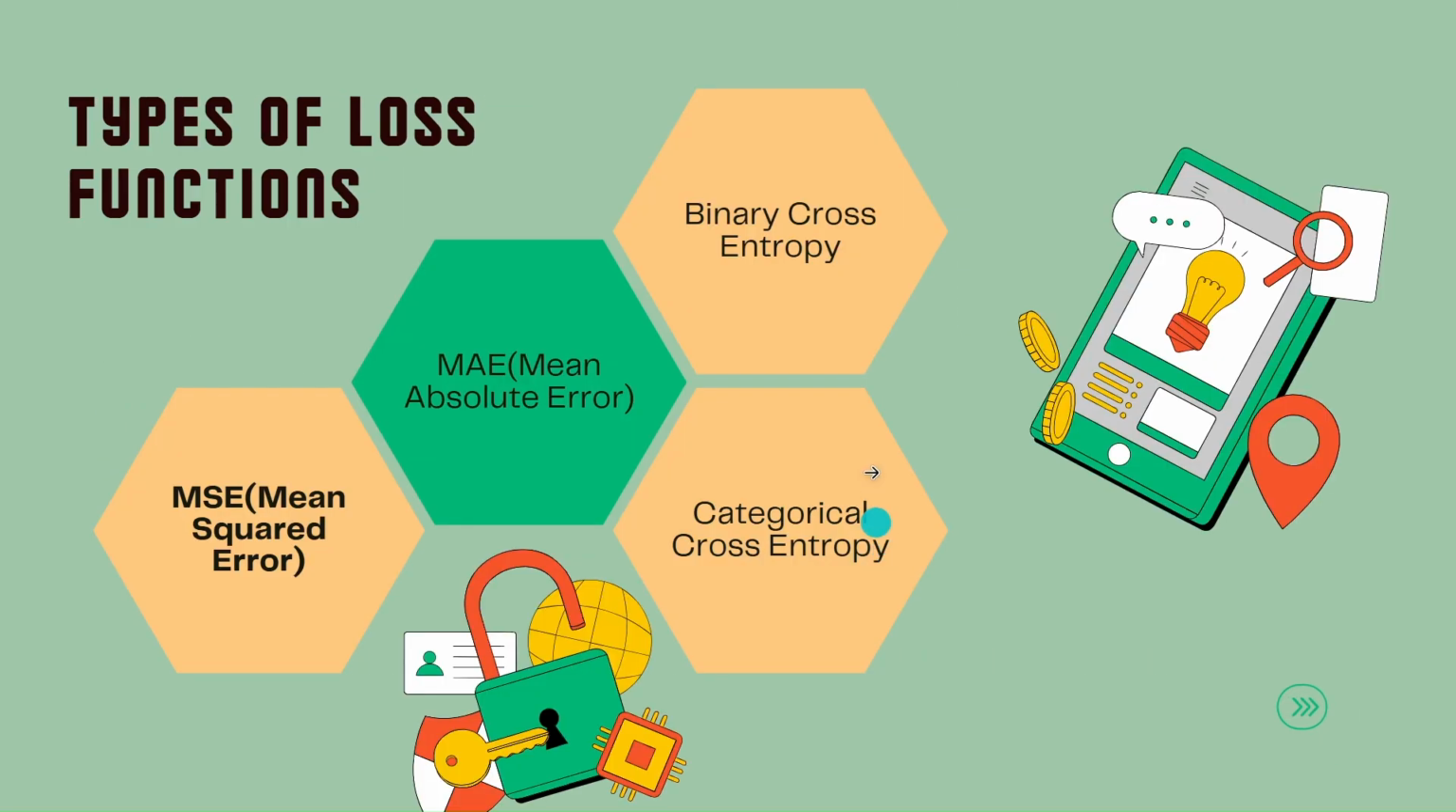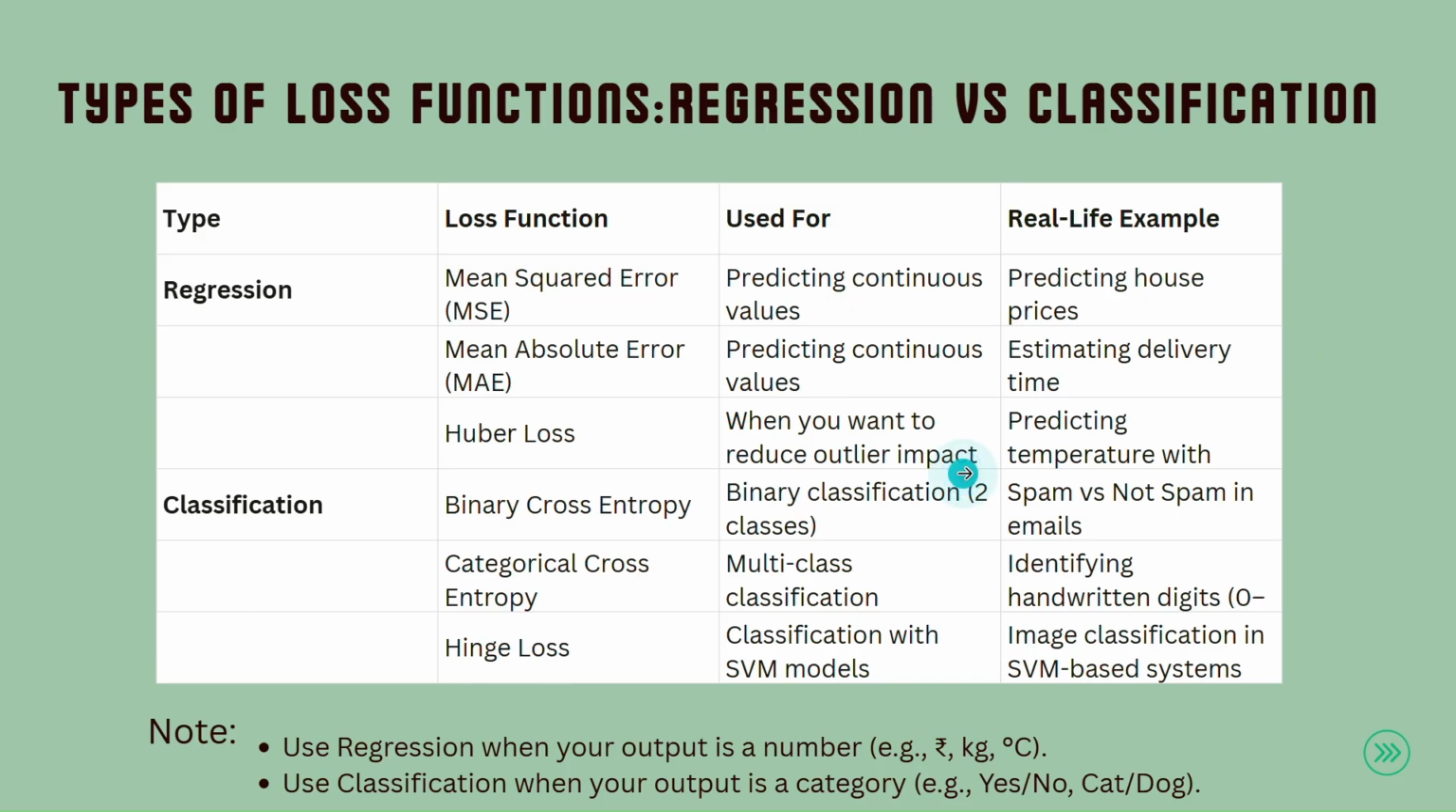Next, types of loss function. We have so many types of loss functions. Here we are going to discuss a few. One is MSE, which is mean squared error, and another one is MAE, which is mean absolute error, and another one is binary cross entropy and categorical cross entropy. So we use all these for regression and classification. So what comes under regression and what comes under classification, we'll see now.